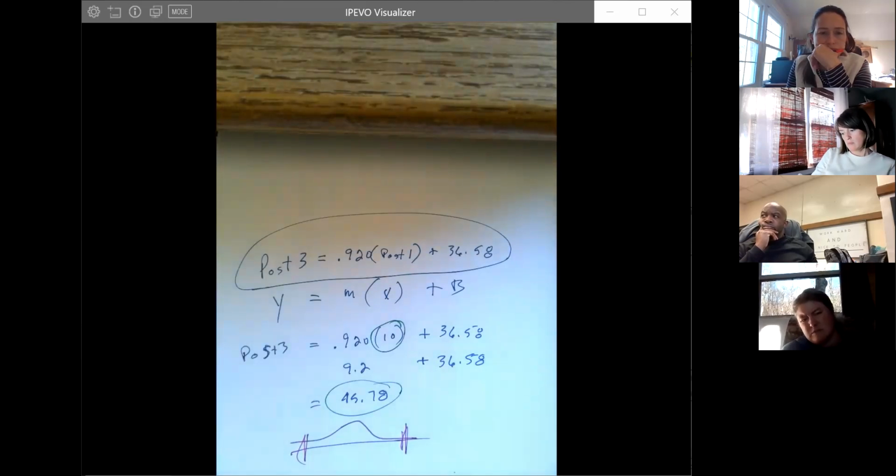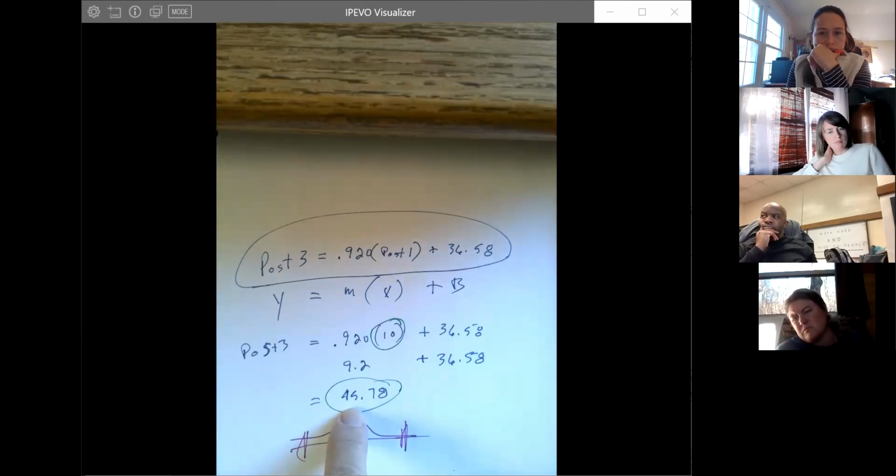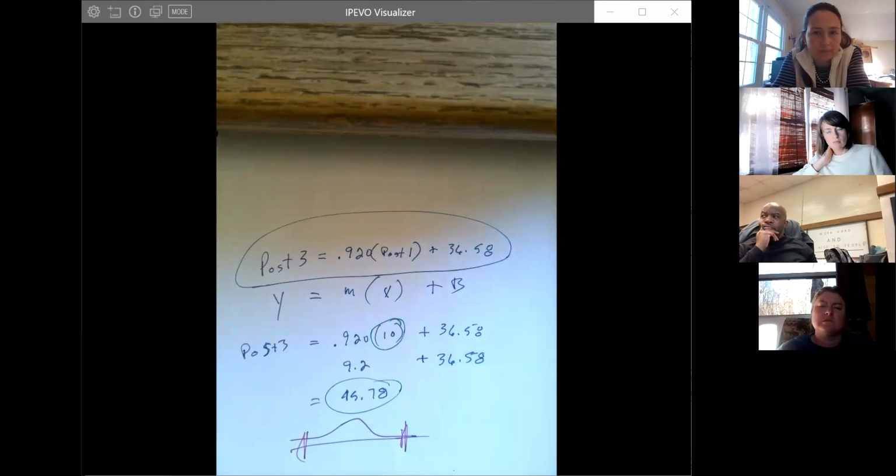Because error is in everything. There's always that random error and the systemic error. And so even this predicted score value has a random error and a systemic error embedded in it. And so there will be a normal distribution around it that will identify a confidence interval.